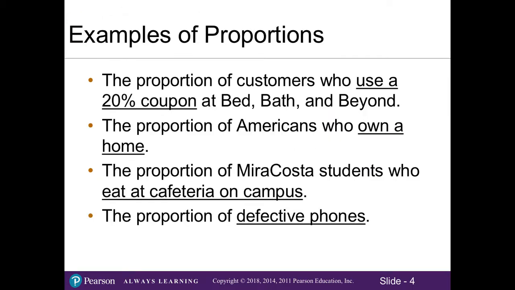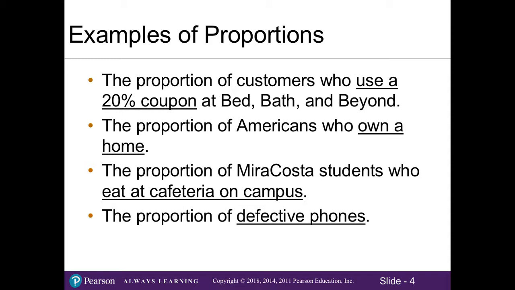Here are some examples of proportions. Say we wanted to know the proportion of customers who use a 20% coupon at Bed Bath & Beyond. In this example, the attribute of interest is whether or not the customers use a 20% coupon. In our second example, this is the proportion of Americans who own a home. Again, our attribute of interest is home ownership. In our third example, we have the proportion of Maricosta students who eat at the cafeteria on campus. The attribute of interest here is eating at the campus cafeteria. And our fourth example is the proportion of defective phones.